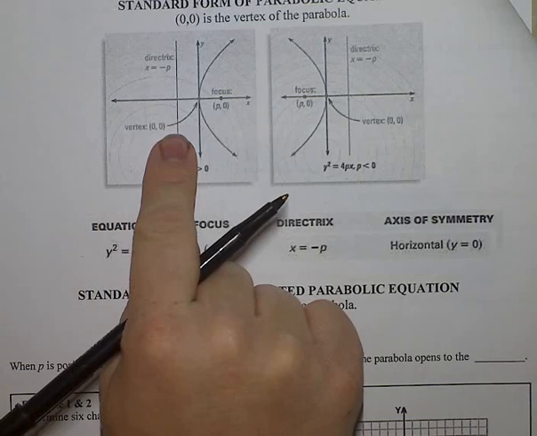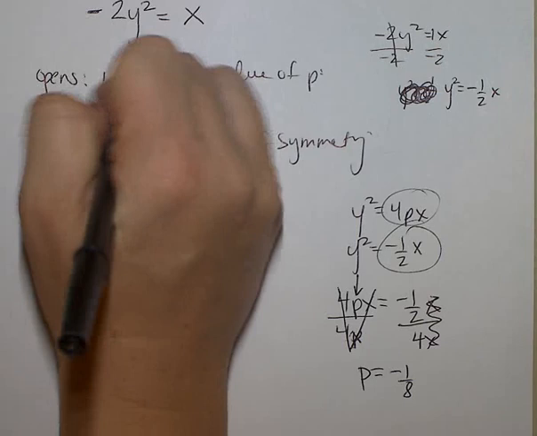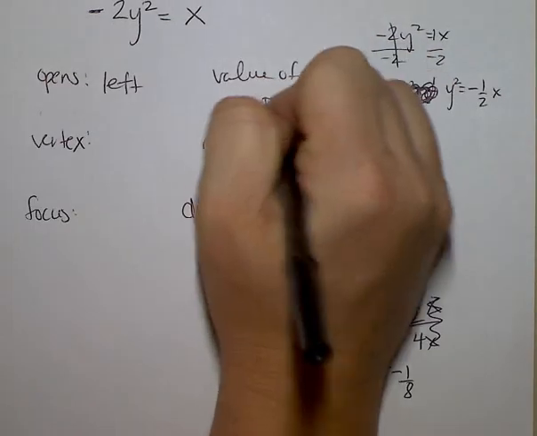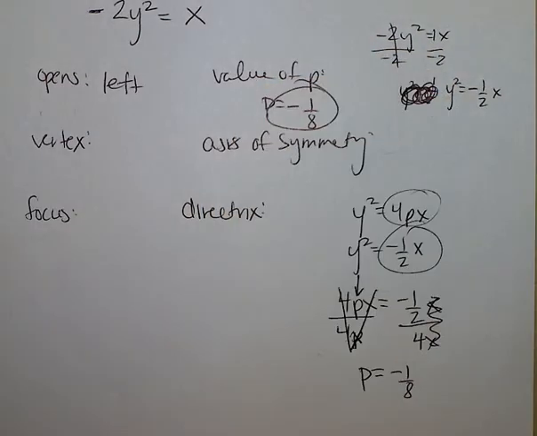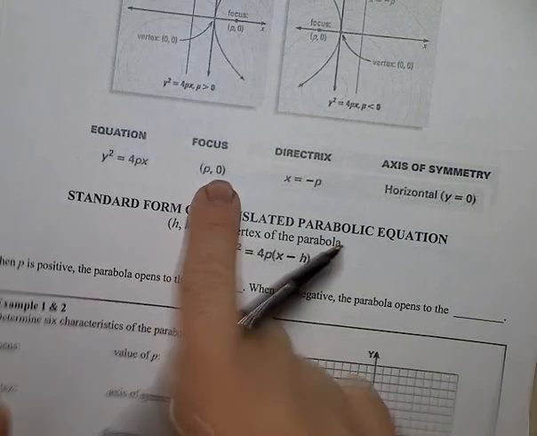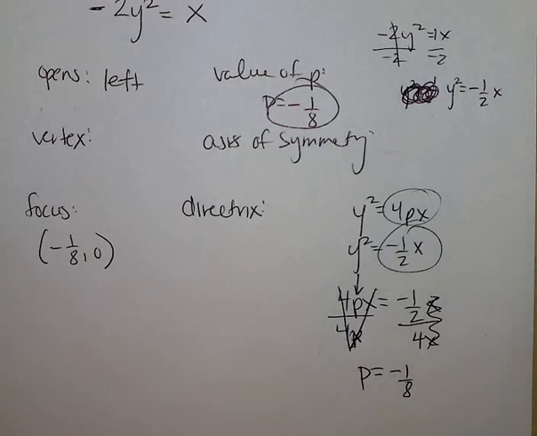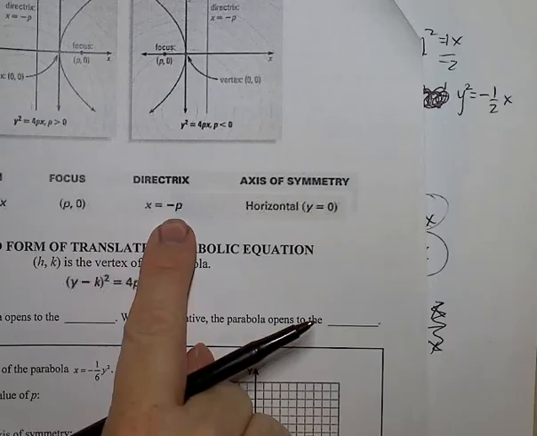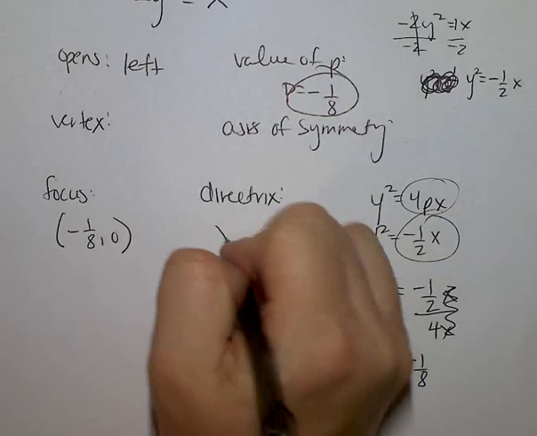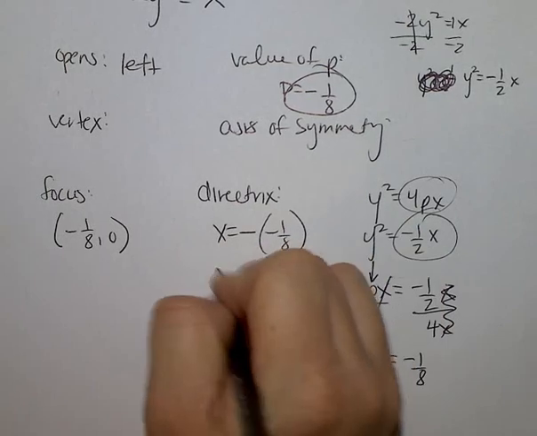So my first question is, does this open to the right or does it open to the left based on our p-value? Left, because our p is negative. So p equals -1/8. Now our focus can be determined by this equation. It's (p, 0). So our focus is (-1/8, 0). And our directrix is x equals -p. So x equals negative and then -1/8, and we know two negatives turn into a positive.